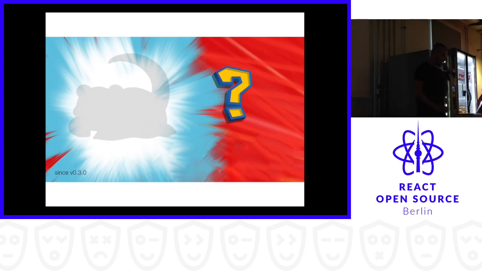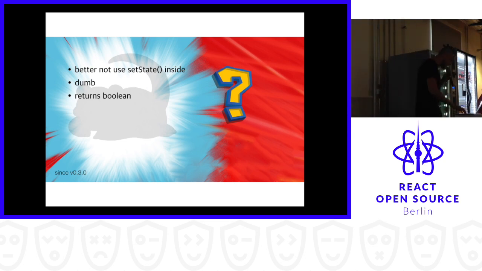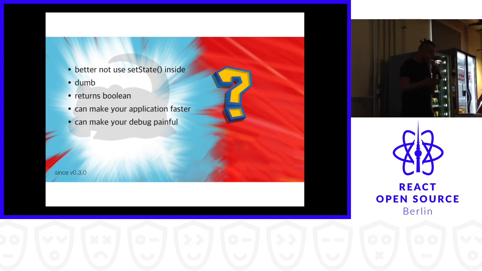Let's go to the next one. No one tries to guess the Pokemon. Alright. The first hint is that it's better not to use setState inside render. I actually don't remember everything, so I will put all the things up and then ask. It returns a boolean. It can make your application faster and can make your debugging more painful. It invokes before render and can actually reject it. Yeah, you're right, it's shouldComponentUpdate.